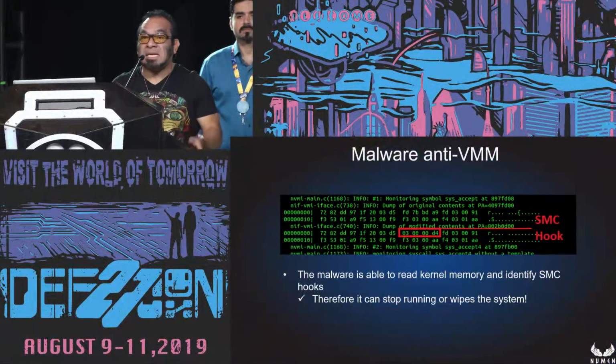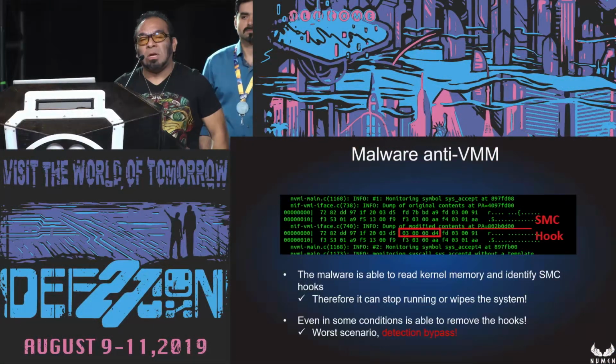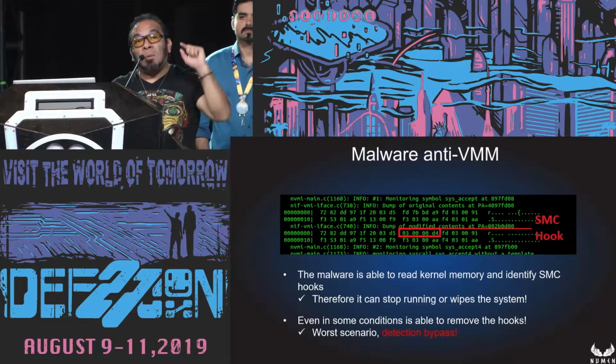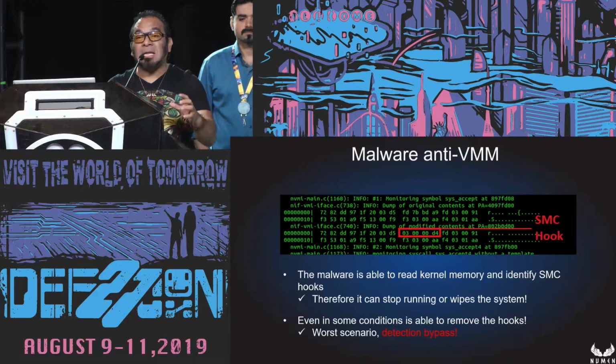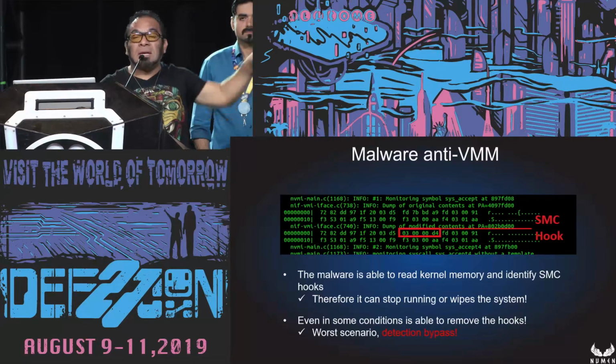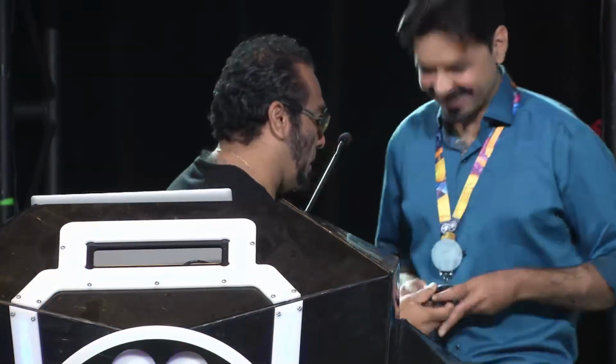I want to wipe the system, or even worse, if the memory page allows me, I can override that SMC hook to put it in the original state, and then I can totally bypass the hooks in the system. Then this whole technique shown by Ali is totally screwed because it's pretty easy to identify. So I don't know how Ali came up with this technique, but anyways.